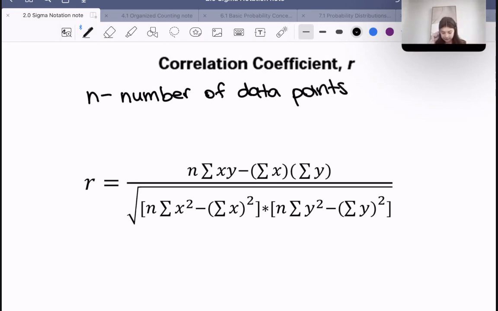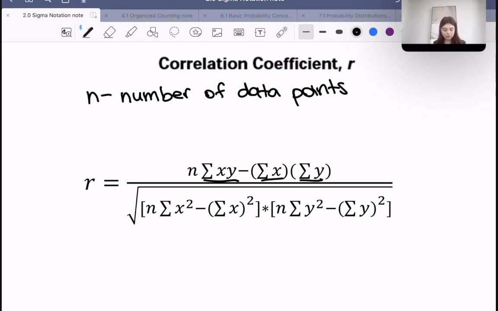Okay? And then here we have the sum of x times y. So basically every x and every y, we multiply them together, and then we're going to add up all those results, right? Going back to summation notation. And then we're going to subtract off the summation of all the x values times the summation of all the y values. Okay, so that's what those two are there for.